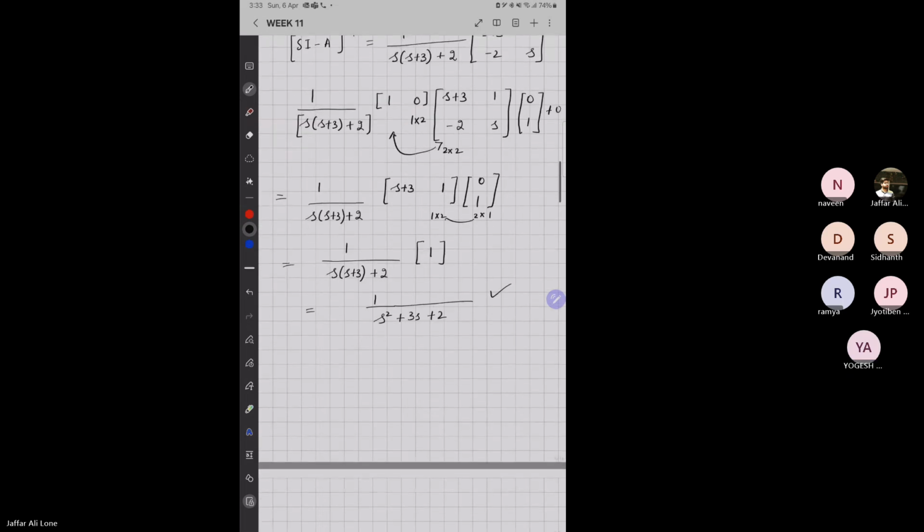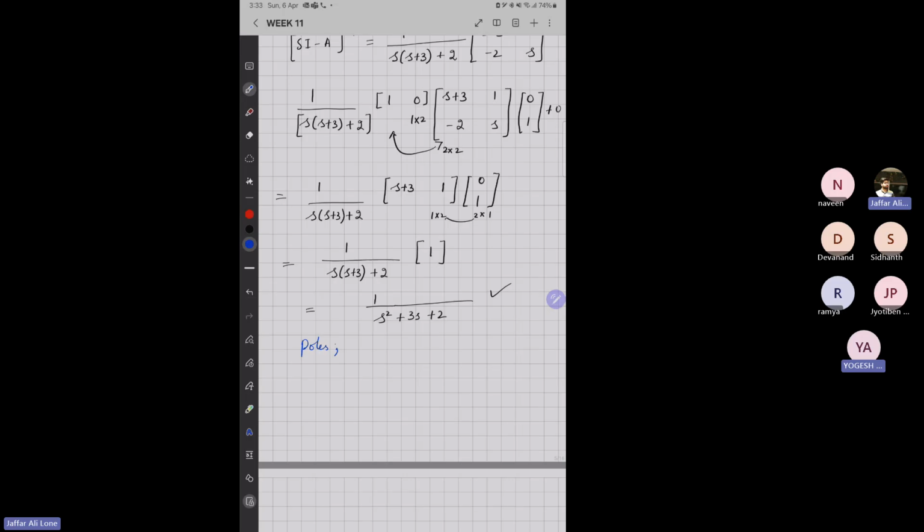Stable, sir. How? If I find poles? This is a second order system, sir. Yes, the poles are lying on the left hand side. Sorry, what are poles? Both poles are s plus 1 and s plus 3.